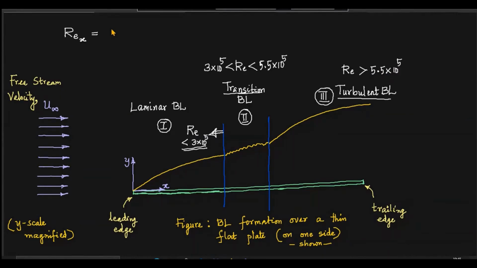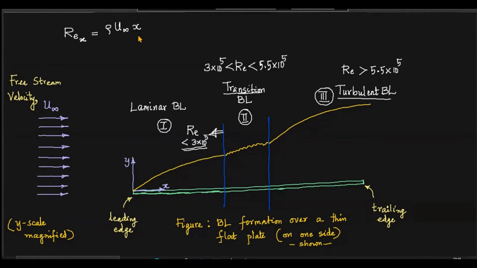Reynolds number for pipeline flow we find by rho V d by mu, and here it is rho, then velocity is u infinity, the free stream velocity. So rho into u infinity into the distance, the section where you have to find the Reynolds number, because Reynolds number varies as the flow progresses. So for different lengths, it will be different.